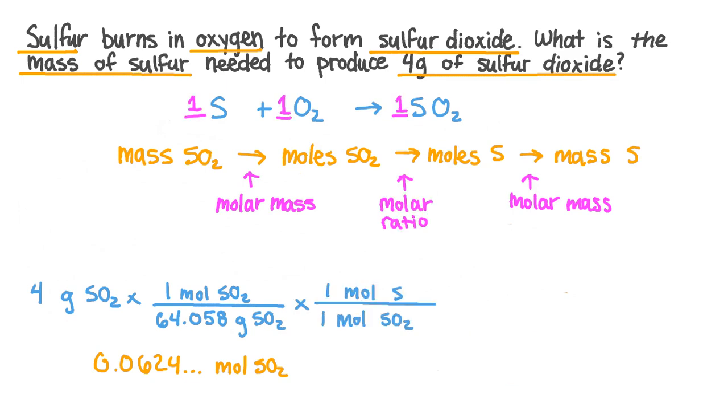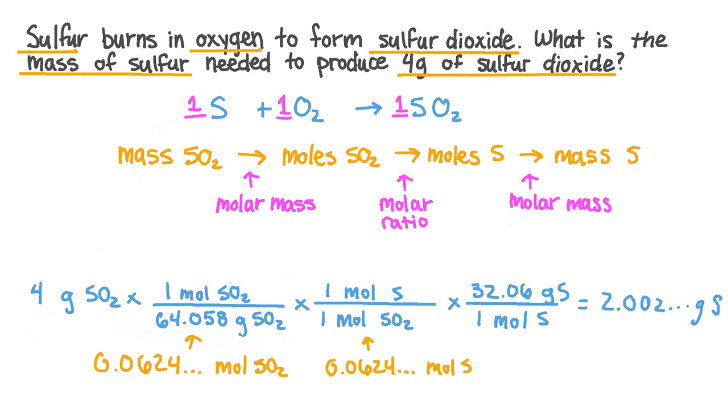We can do this conversion by using a molar ratio that we create from the balanced chemical equation. As we can see, every 1 mole of sulfur produces 1 mole of sulfur dioxide. Now our final step is to convert from moles of sulfur into the mass of sulfur so we can solve this problem, which we can do by multiplying by the molar mass of sulfur, 32.06 grams per mole. Multiplying everything out, this gives us 2.002 grams of sulfur.